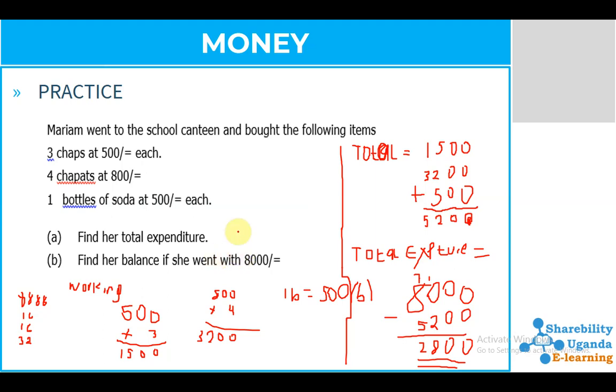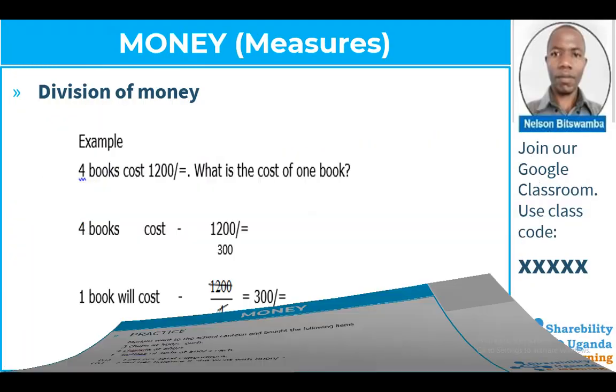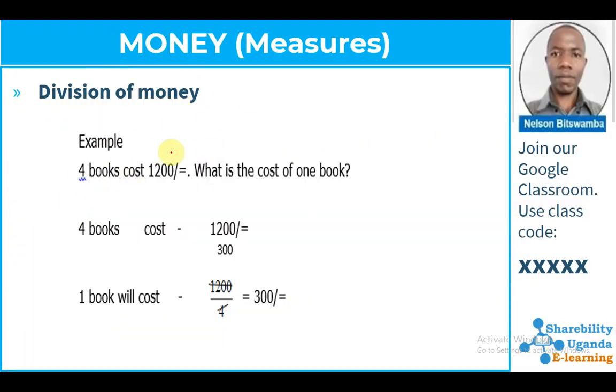Alright, so you can see this number is involving the first concept of addition and subtraction. Then it also adds what we call the multiplication of the number. Alright, so let's also continue down and see how we do with division of money. So here we have an example.